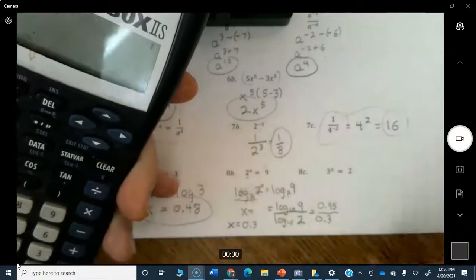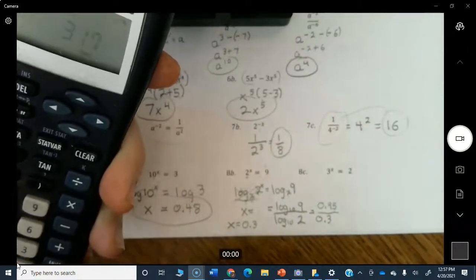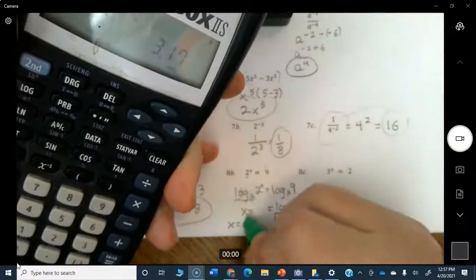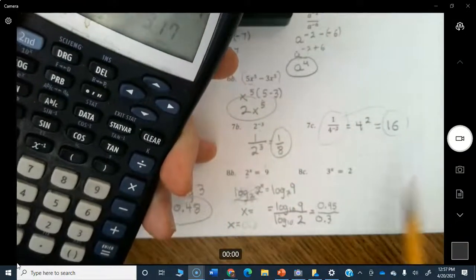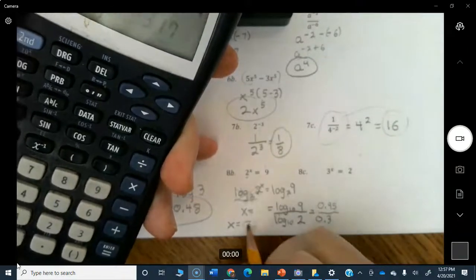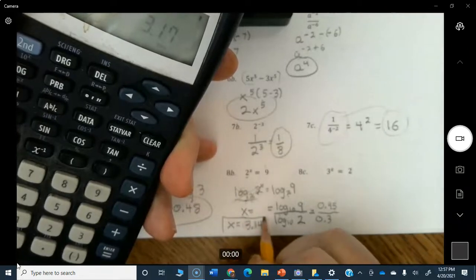Whoops, I take that back. I'm sorry, 9.5 divided by 3, my bad. 9.5 divided by 0.3 equals 3.17. Sorry about that. I hit the wrong key. So that's your final answer. This divided by this is 3.17. That's your final answer.